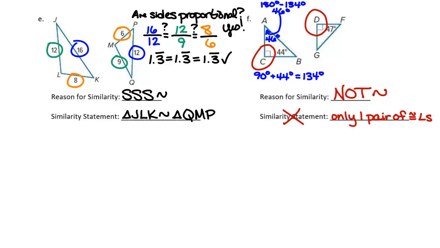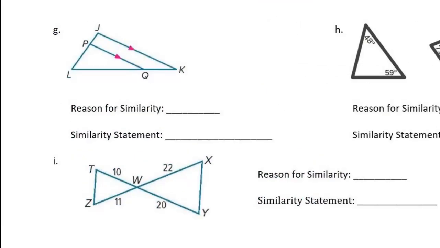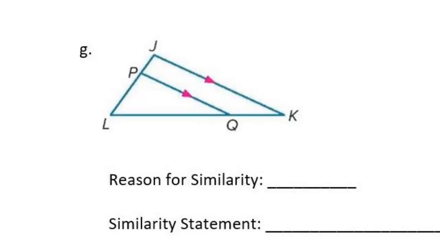All right. There's just a couple more at the top of the next page that I want to look at. Same thing as right here. Part G, do we know any of the sides here? No, we don't know any side lengths. What do these arrows mean? It means parallel.